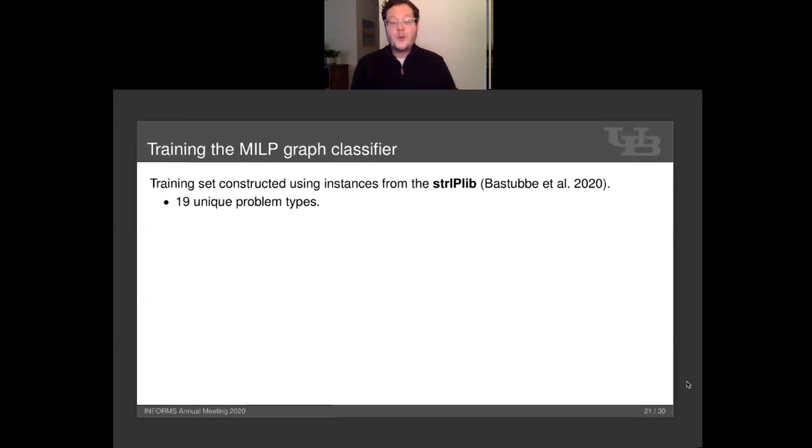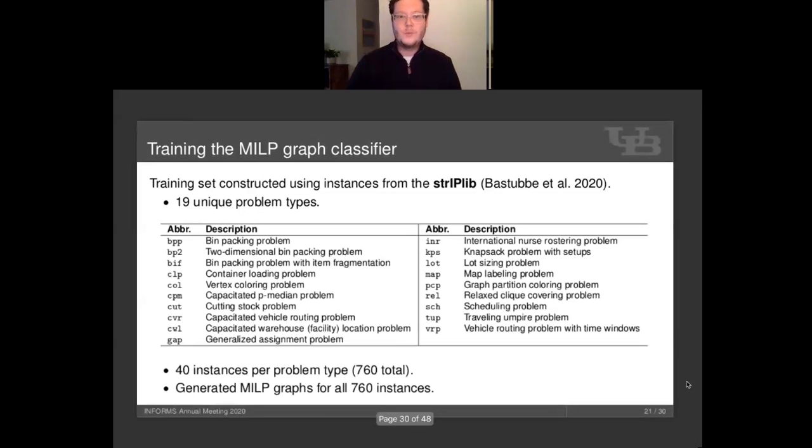So in order to train a GCN, we first needed a training set of data. So we went to the Structured Integer Programming Library, or StripLib for short, and we collected instances from this site for 19 unique problem types, which are listed here. So we see our bin packing problem here, among many other well-known problem types.